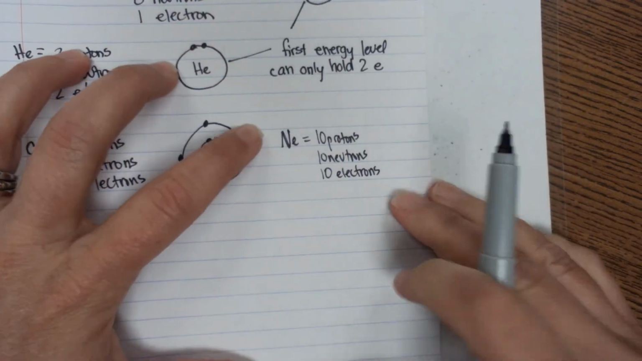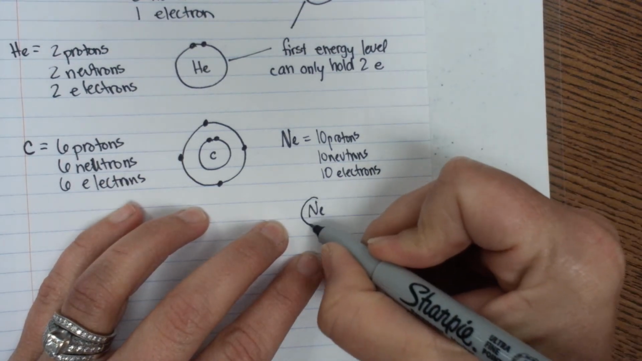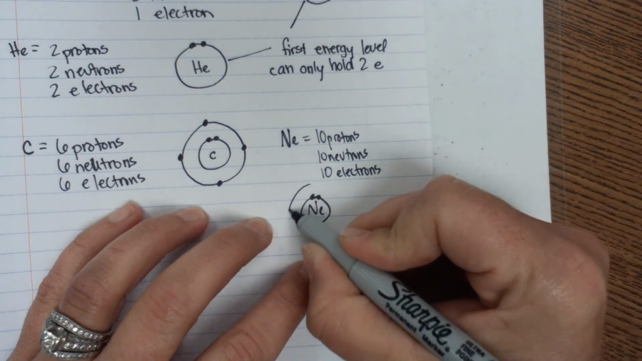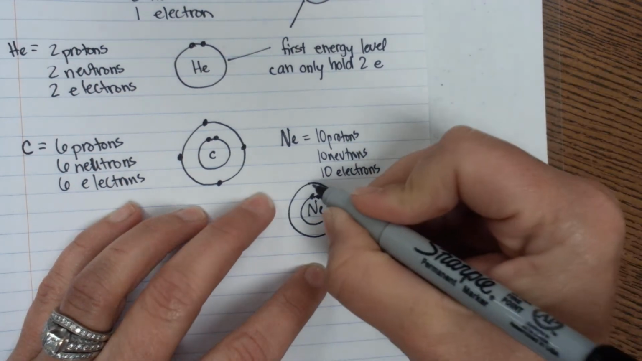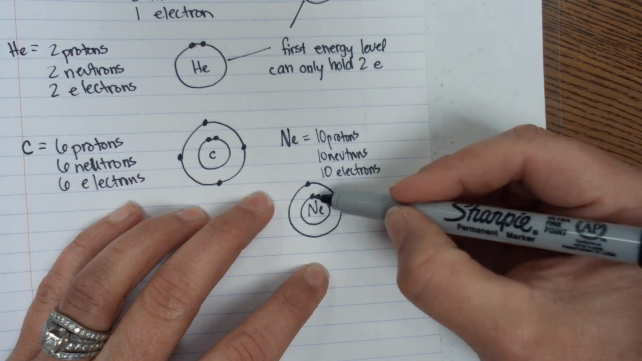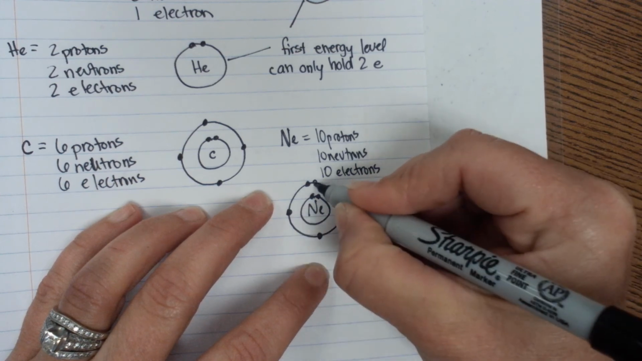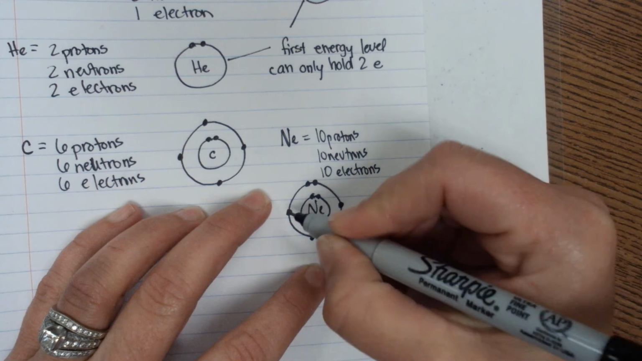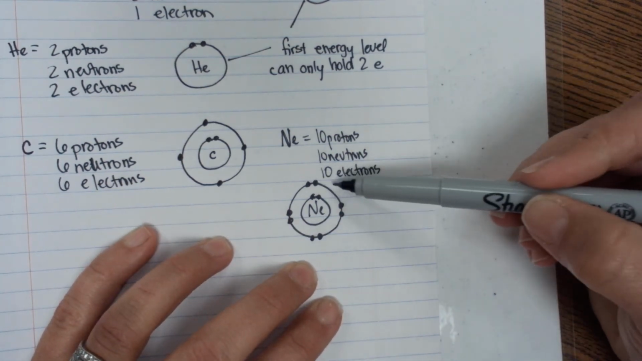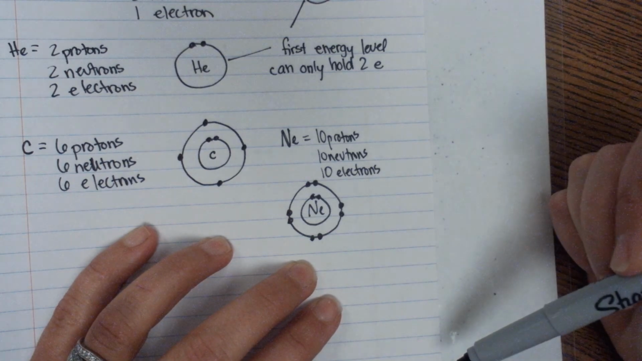So let's look at a Bohr model for neon. Neon, the first energy level only has 2 electrons and it is full. And then we go to the second energy level and we'll have 8 more. So 10 minus 2 leaves us 8. 1, 2, 3, 4, 5, 6, 7, 8. So the second energy level is full. All of the seats are full.